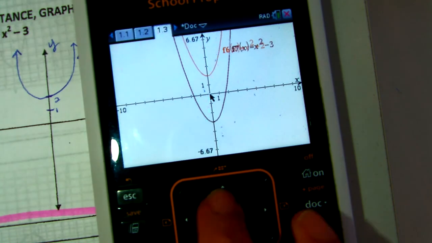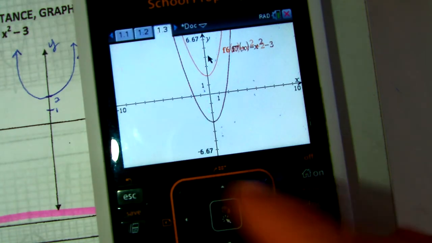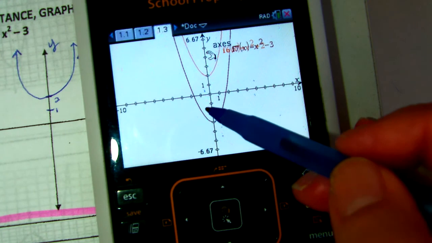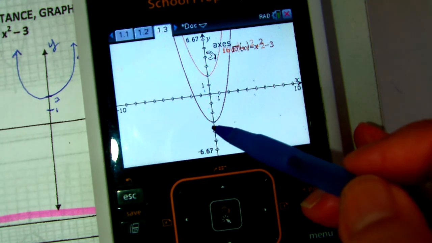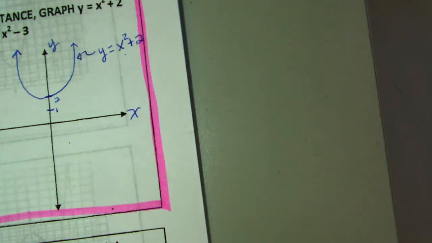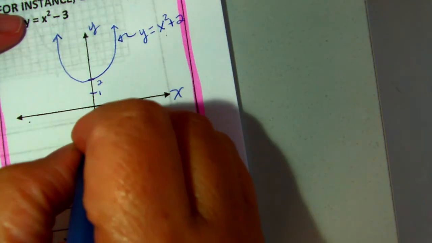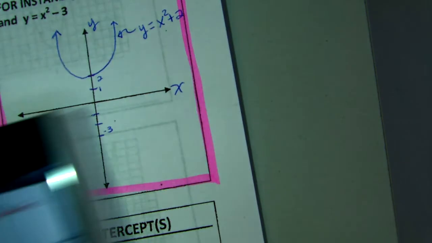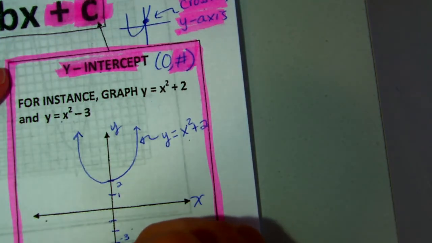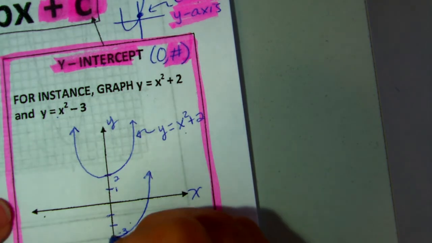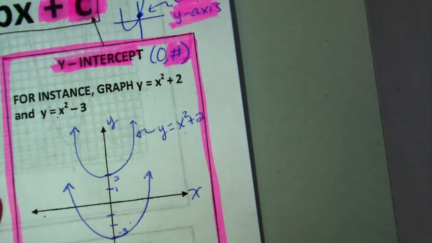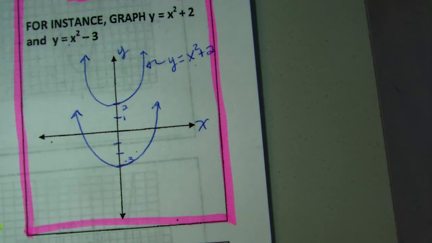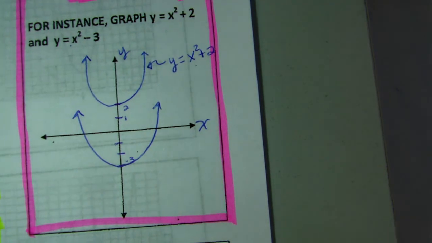You see now where the graph is crossing the y-axis? It's crossing the y-axis at negative 3. So let's draw it over here. 1, 2, 3. This is the negative 3. And it's also facing upward because this number right here is positive. So let's draw it over here. We can draw it like this, and like this. Okay? Doesn't matter if it looks like it's wider than the other one.